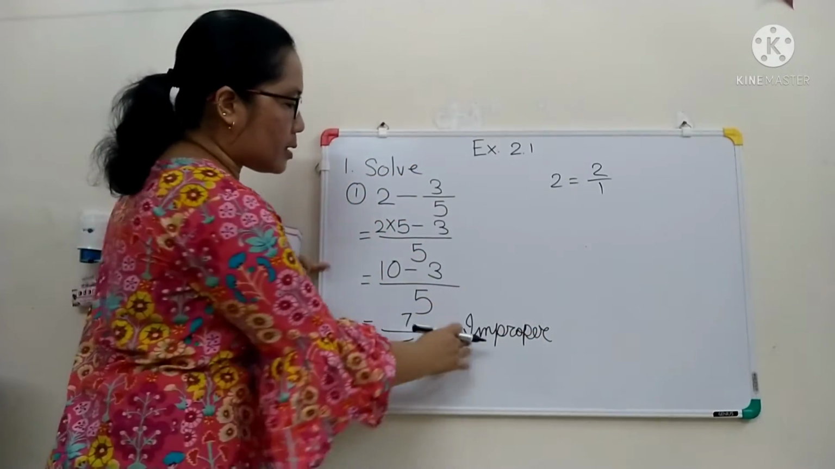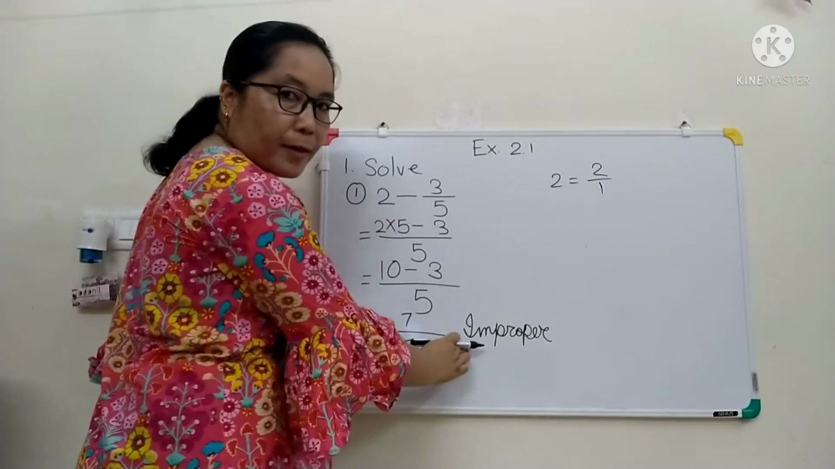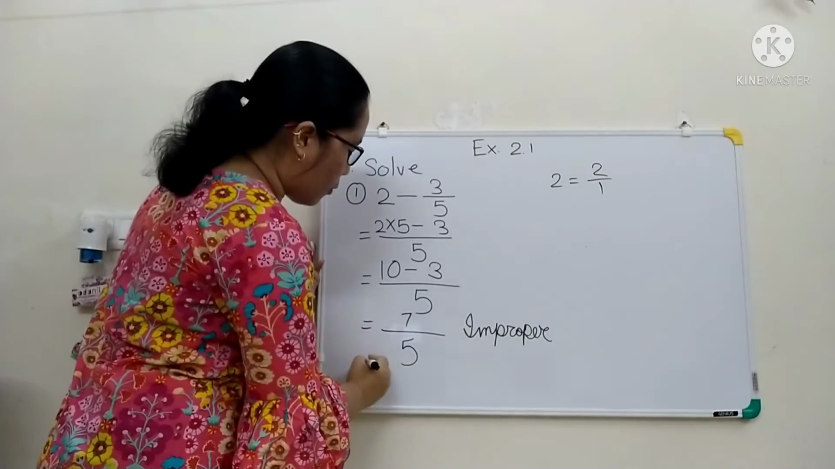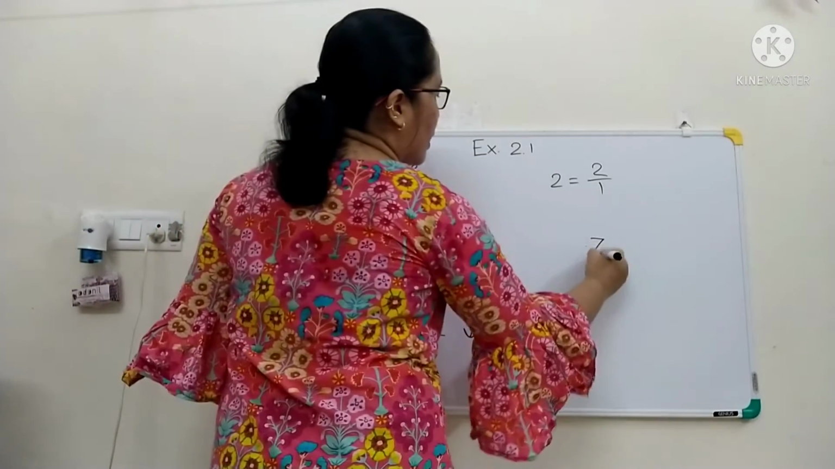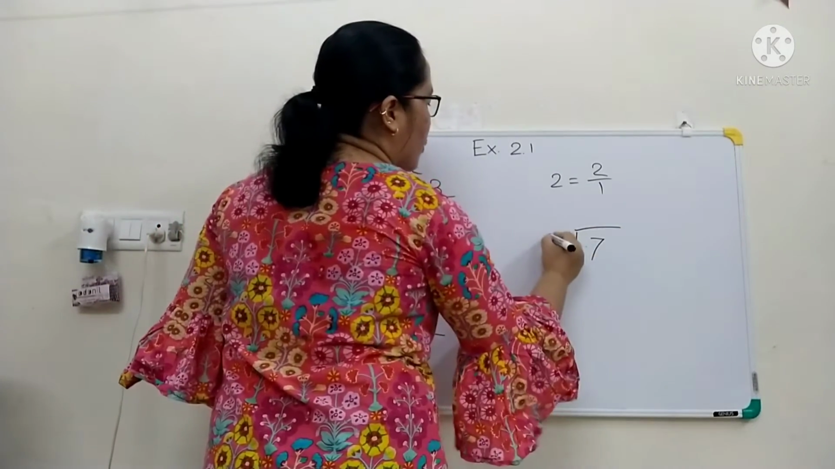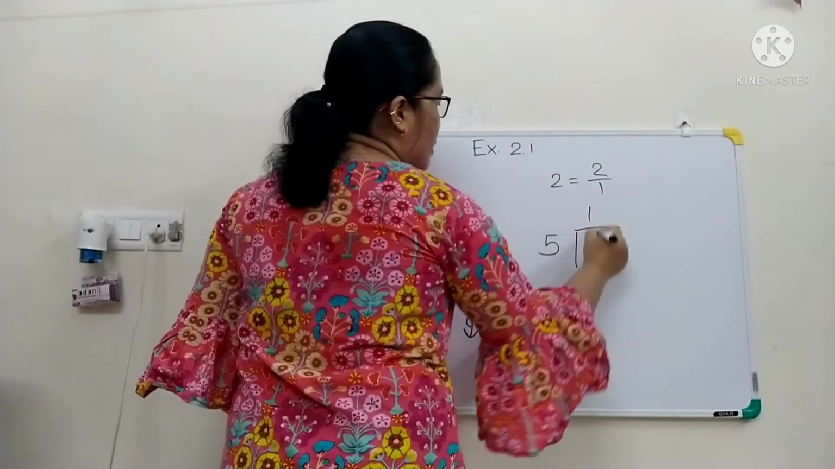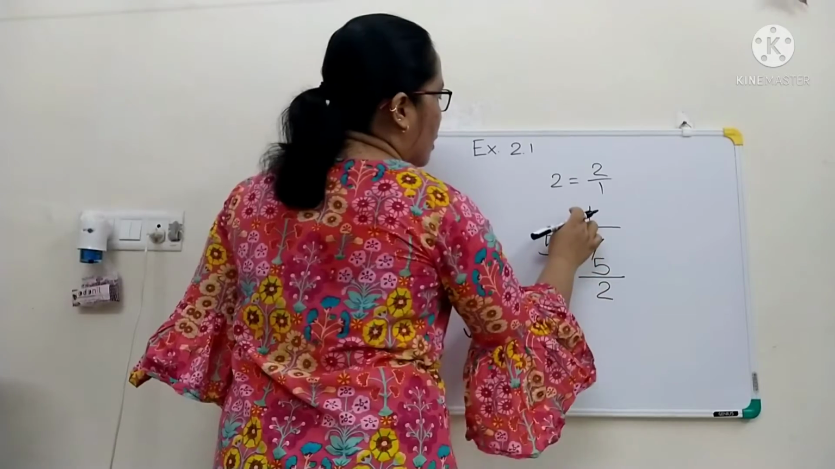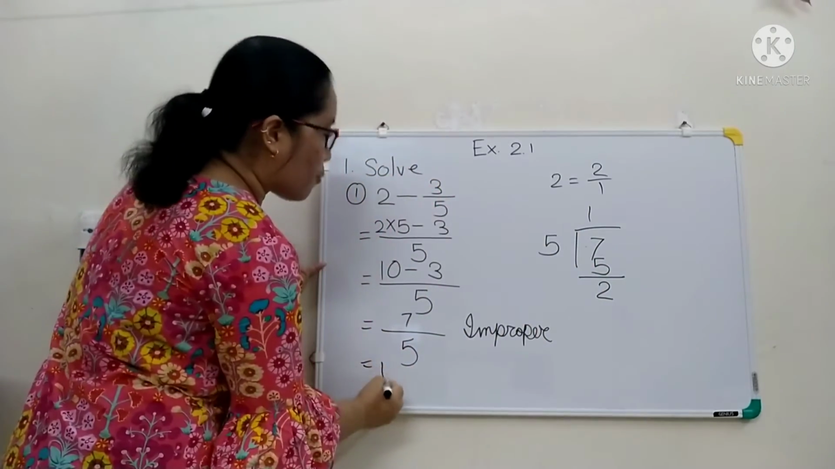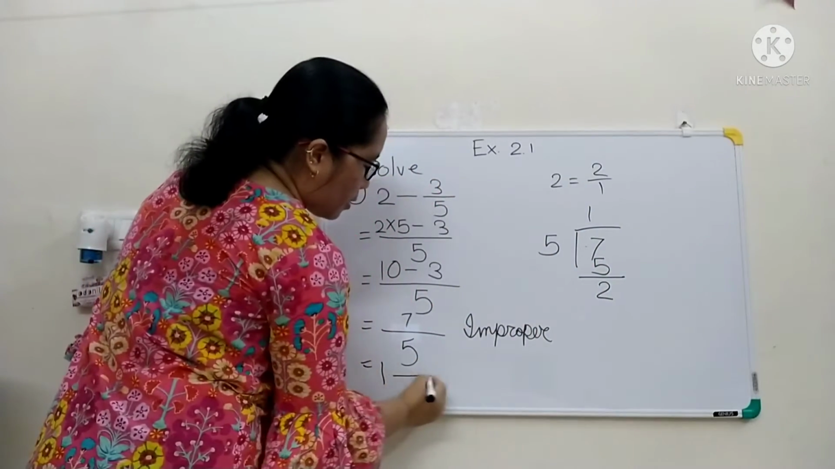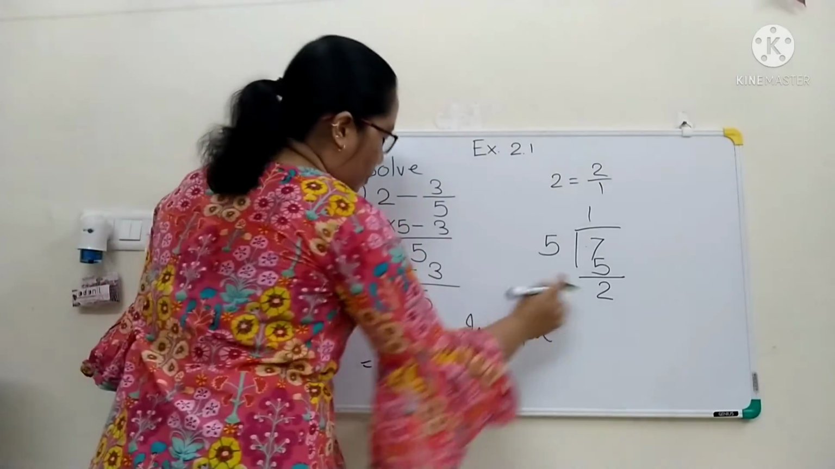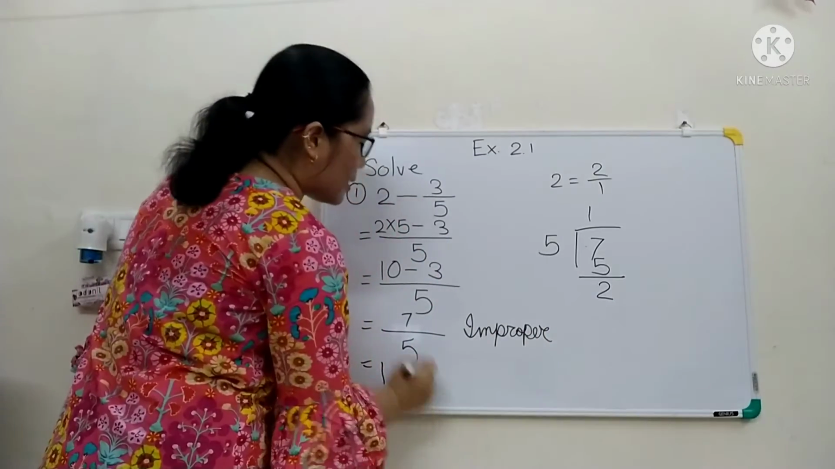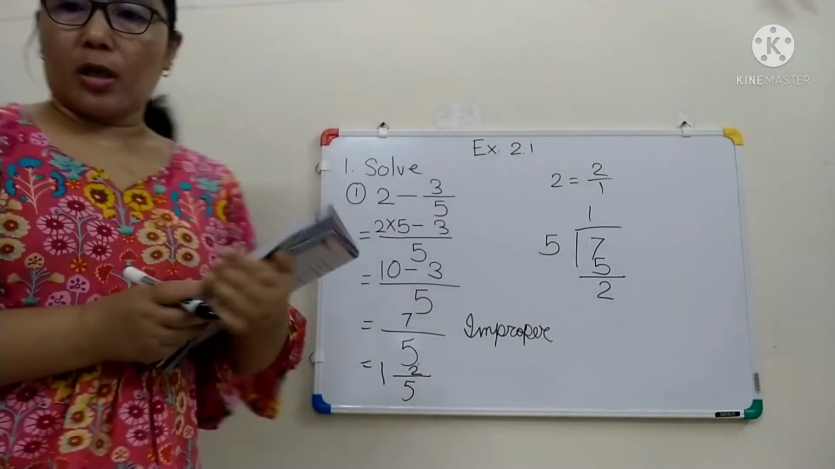So since it is an improper fraction, we can convert it into a mixed fraction. How will you do so? We will divide the larger number by the smaller number. 5 ones are 5, so the remainder is 2. Here we will write the whole number first, then the denominator here, and the remainder as the numerator. And this is the answer of question number 1.